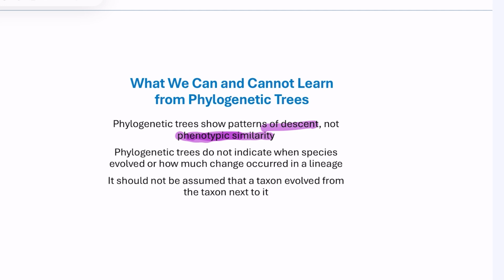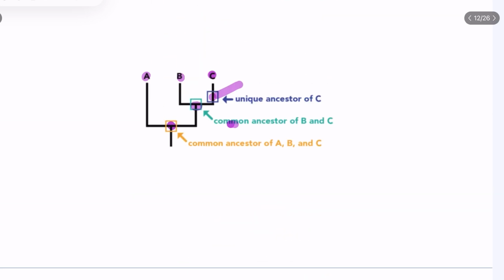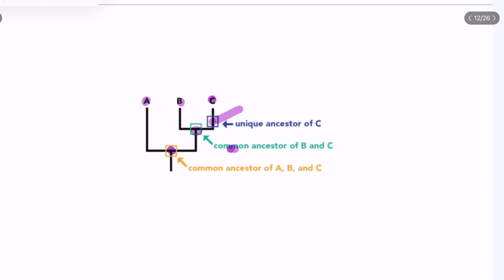If you want to know when the species evolved, then you need to add some information from fossil records to your data. It should not be assumed that a taxon evolved from a taxon next to it. What does it mean? It doesn't mean that this A and B evolved from this A. So a phylogenetic tree will not give you any information that this species evolved from a particular species.